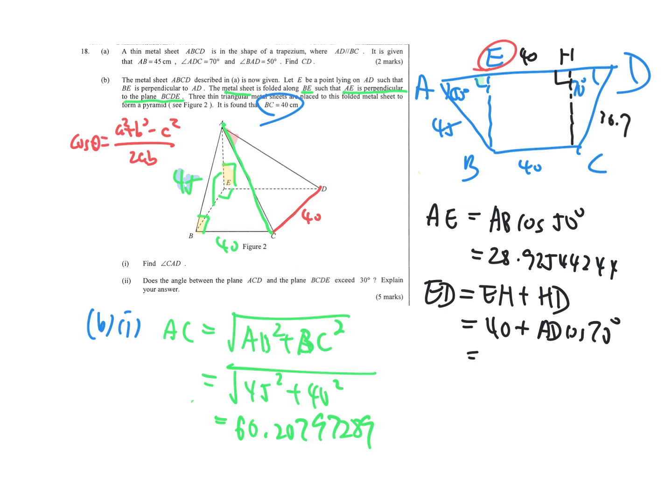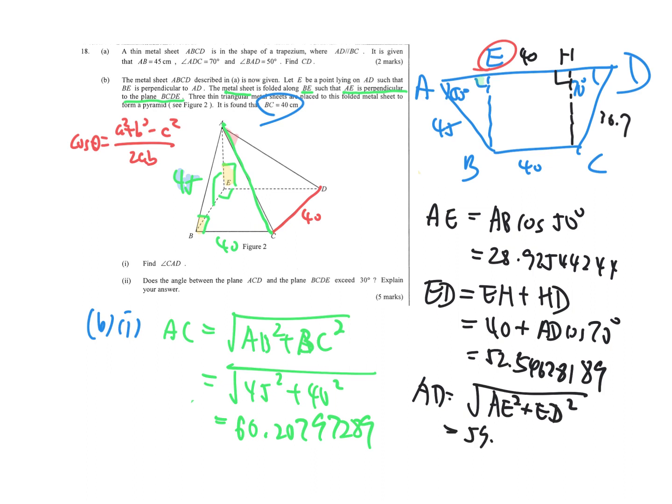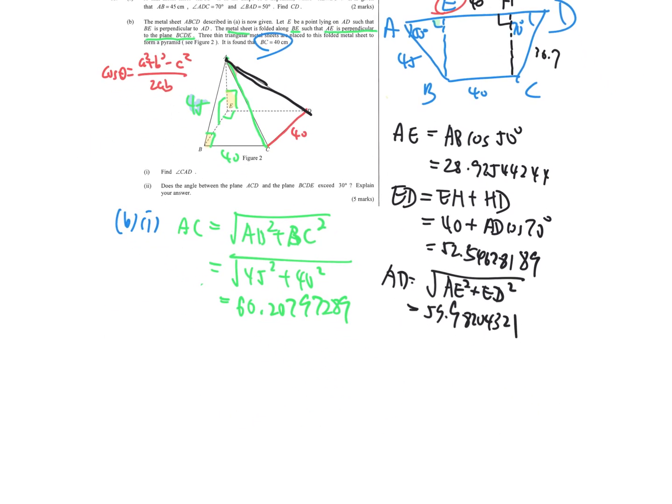So the final answer of ED is equal to 52.54678189. Okay, so in order to find AD, Pythagoras again: AE squared plus ED squared. So we can obtain 59.98204321.